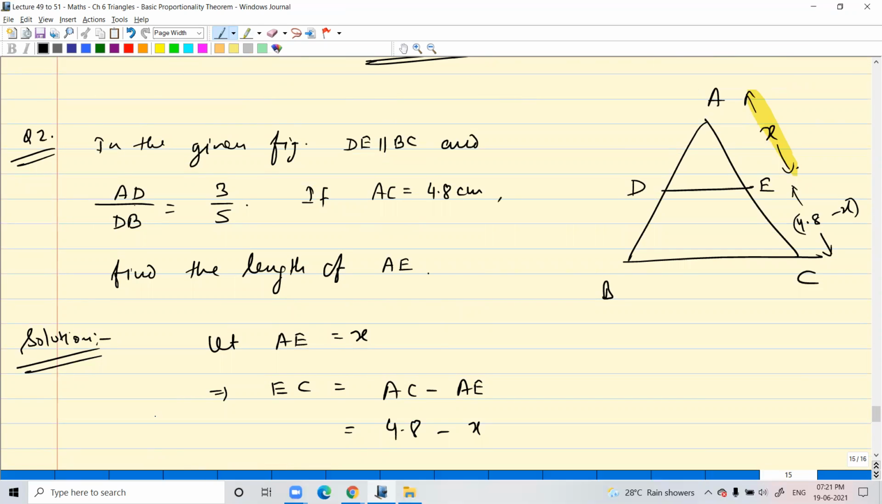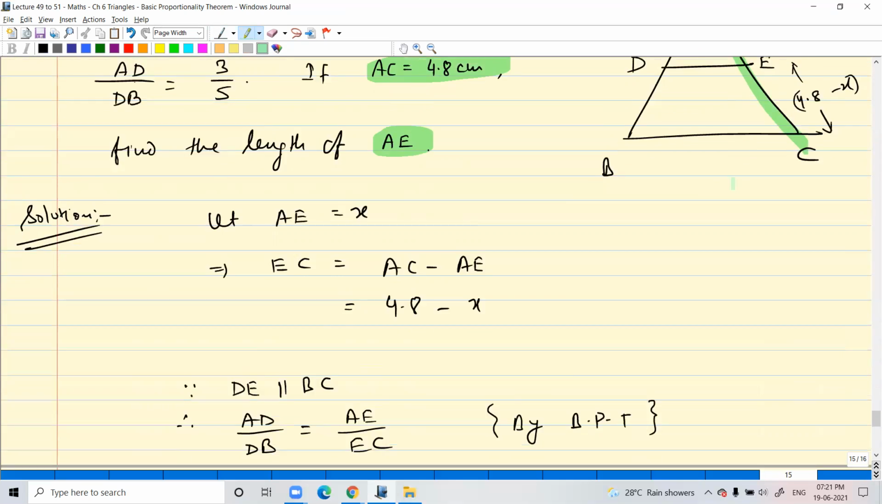Now, if you don't want to do all that x, y, z, what can we do? See, AC is given to us, and they're asking us to find AE. So we will use the BPT in such a way that we will get the ratio as AE by AC or AC by AE, whatever. So let's use AC by AE.